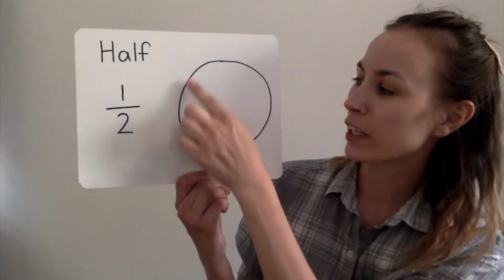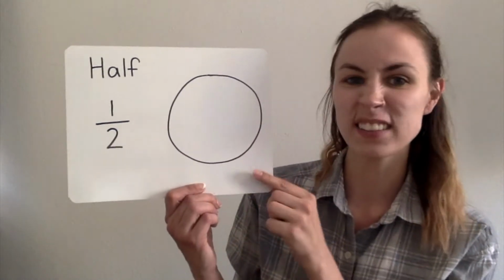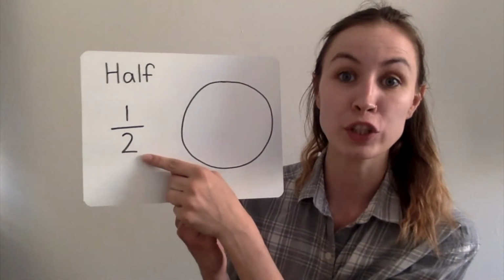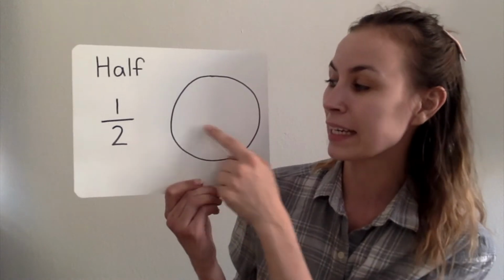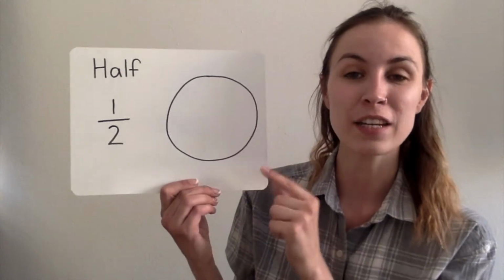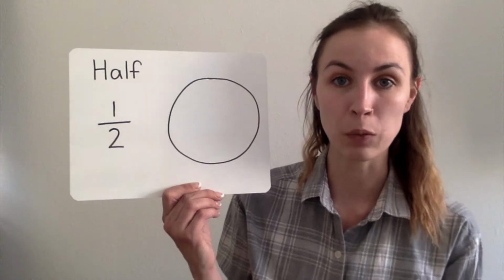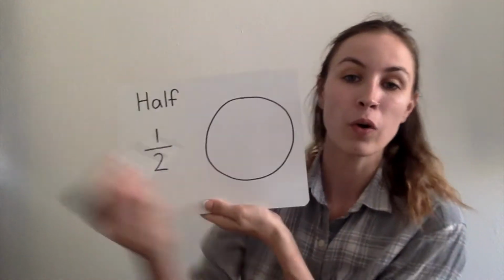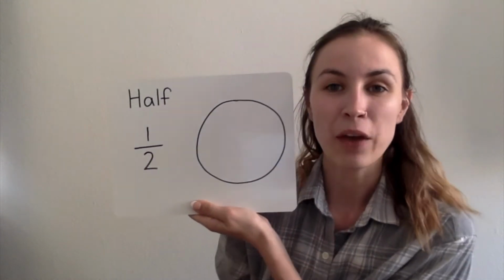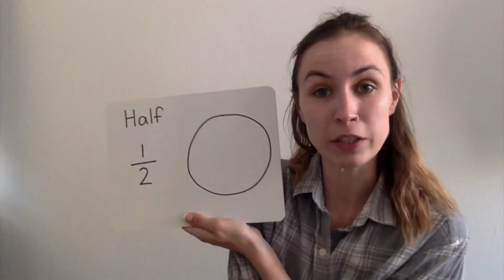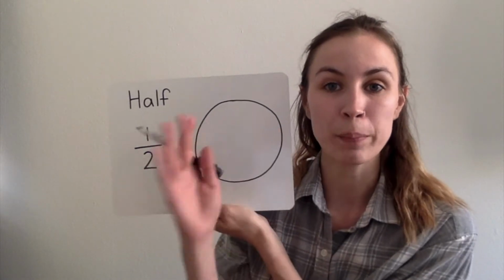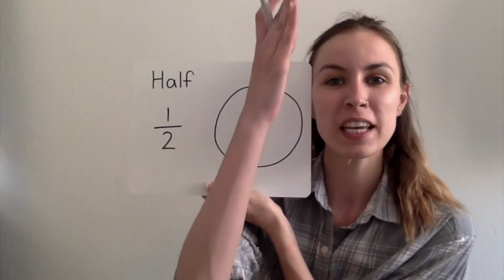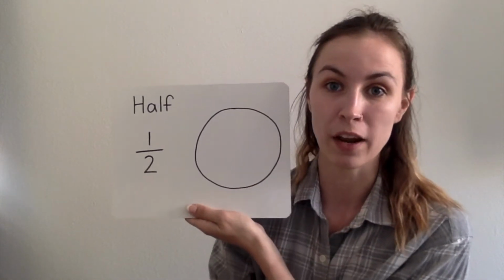So if we look at this whole, it's not in half yet. When I look at the bottom, I see the number 2, which means that I need to make this whole divided into 2 equal parts. How I do that is I go right down the middle. And we can remember when we learned about symmetry that it's the same on both sides. So when you're thinking about a half of an object, you're thinking about the line of symmetry of that object.